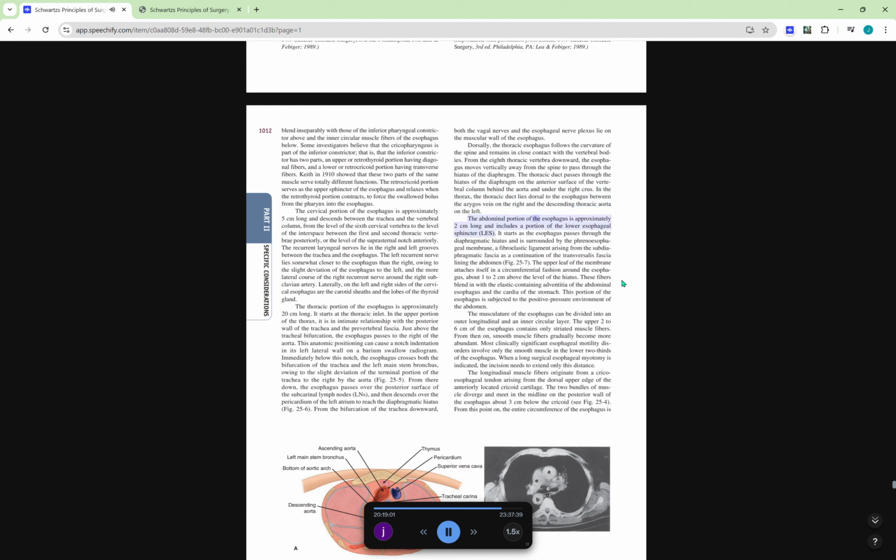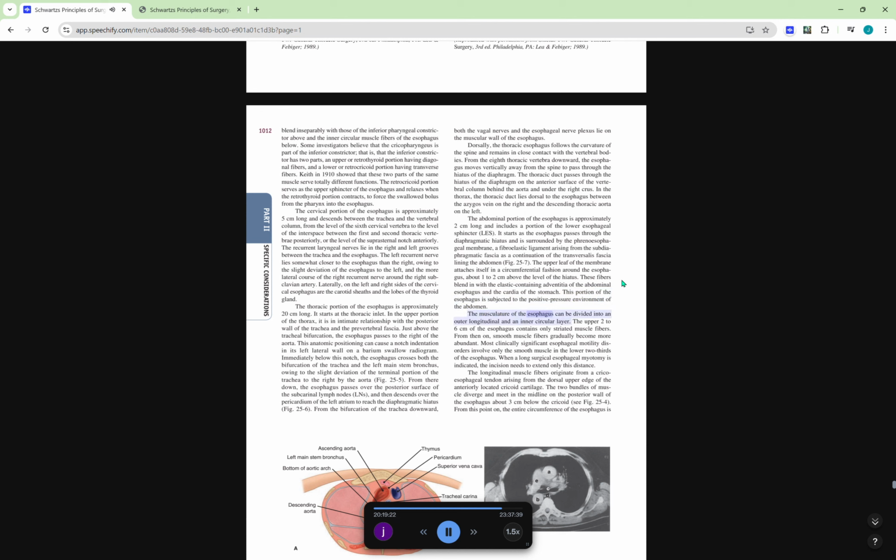The abdominal portion of the esophagus is approximately 2 centimeters long and includes a portion of the lower esophageal sphincter. It starts as the esophagus passes through the diaphragmatic hiatus and is surrounded by the phrenoesophageal membrane, a fibroelastic ligament arising from the subdiaphragmatic fascia as a continuation of the transversalis fascia lining the abdomen. The upper leaf of the membrane attaches itself in a circumferential fashion around the esophagus, about 2 cm above the level of the hiatus. These fibers blend in with the elastic containing adventitia of the abdominal esophagus and the cardia of the stomach. This portion of the esophagus is subjected to the positive pressure environment of the abdomen.